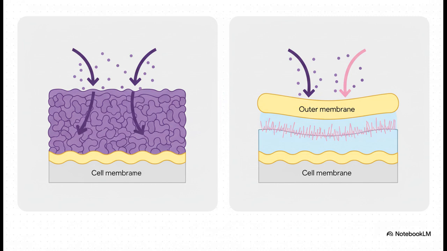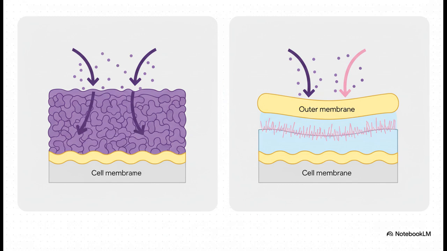Gram-positive bacteria have a really thick cell wall made of something called peptidoglycan. Think of it like a thick, mesh-like armor. This thick layer traps the first dye used in the process, a crystal violet stain, which is why they end up looking purple under the microscope.